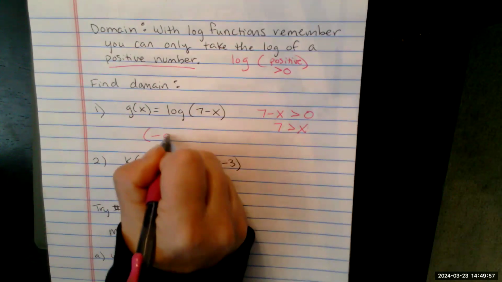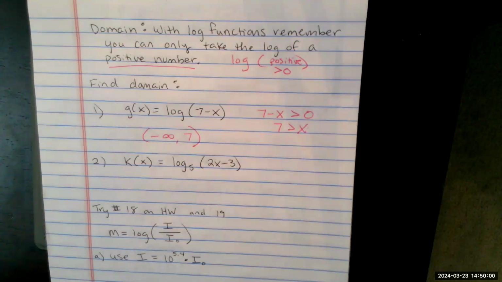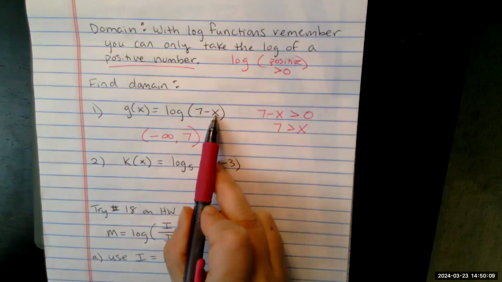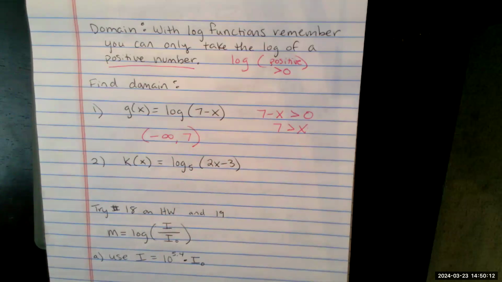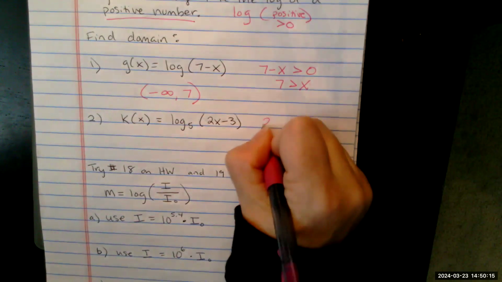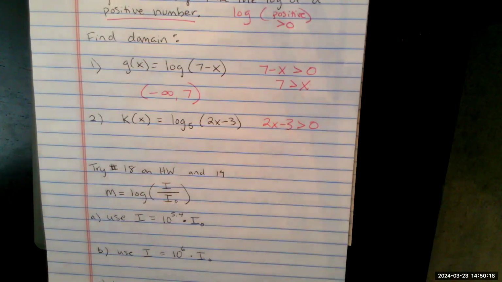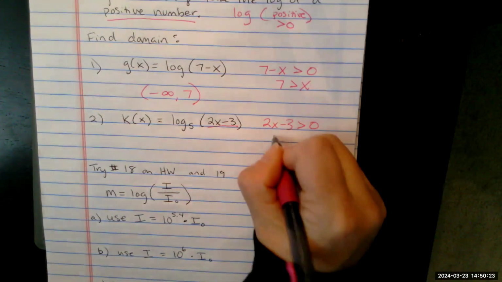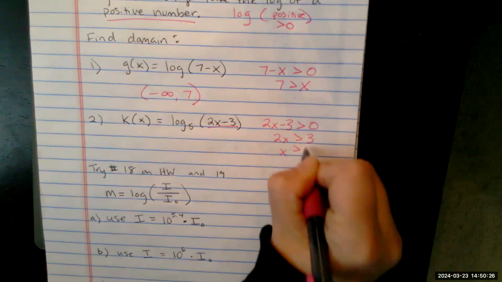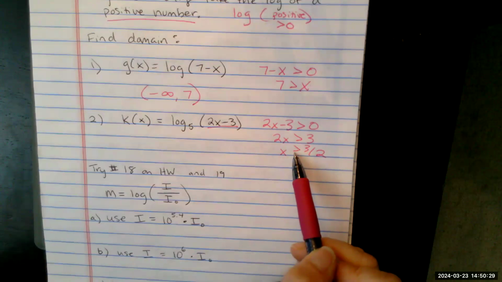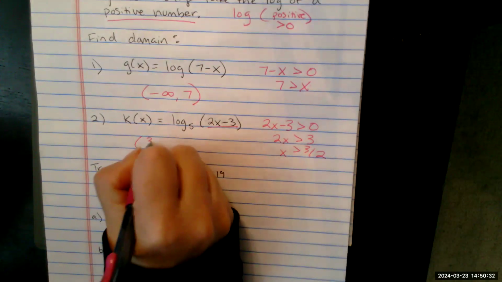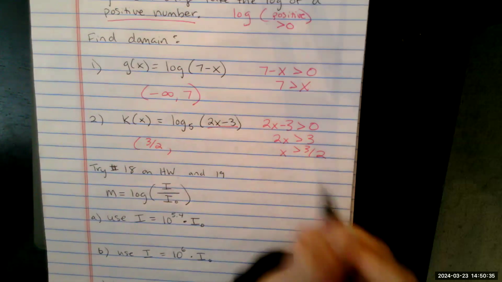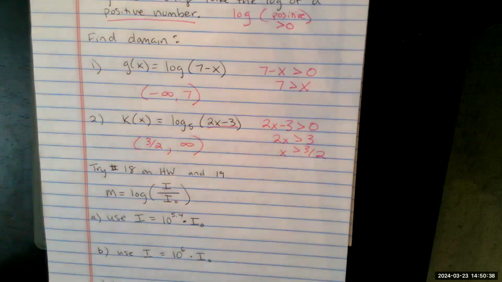So interval notation would look like that. All of the x's need to be less than 7. Because if it was 7, that would give us 0. And if it was anything bigger than 7, it would give us a negative. So number 2, same thing. Start by setting whatever we're taking the log of, make it greater than 0, and then solve. So now I need to be greater than 3/2. So parenthesis, because we don't want to be equal to 3/2, and going to infinity.